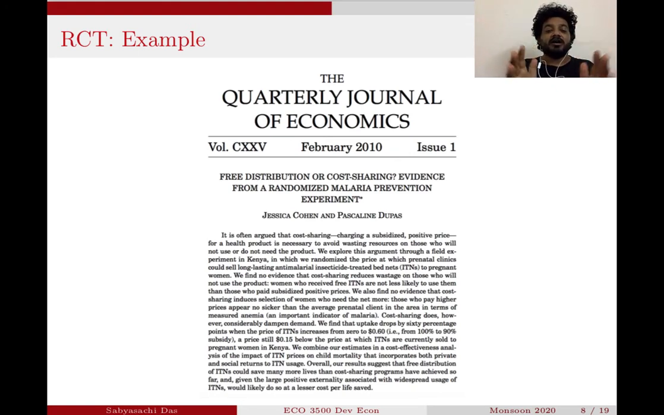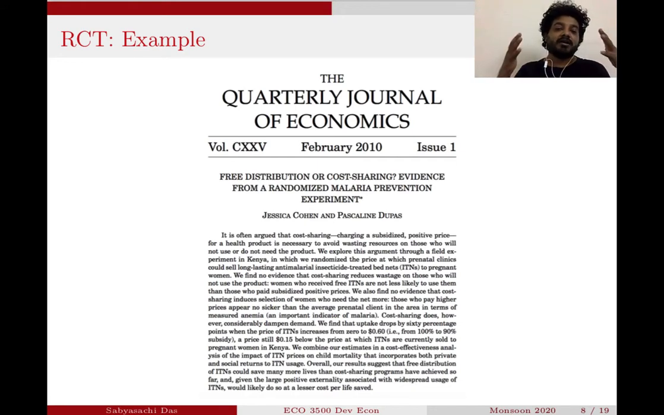So the free bed net treatment group gets 100% subsidy, but others get less than 100%, so they have to pay a small amount of money. And then there's a control group that does not receive any subsidy, so they have to pay the market price. And then the researchers go in and collect data on usage at the household level. What they find is that giving out for free substantially increases uptake and usage, and their argument is that it overwhelms whatever extra money the intervention is going to cost in terms of giving the full subsidy. The benefits far outweigh this additional cost of funding it completely.